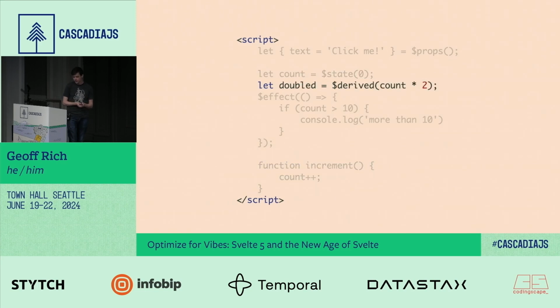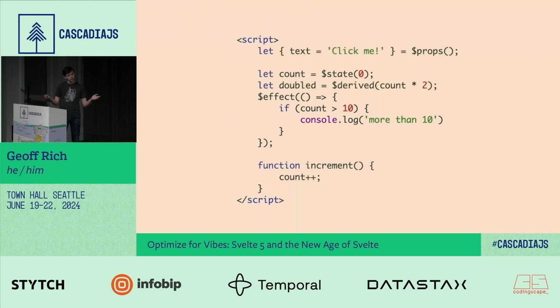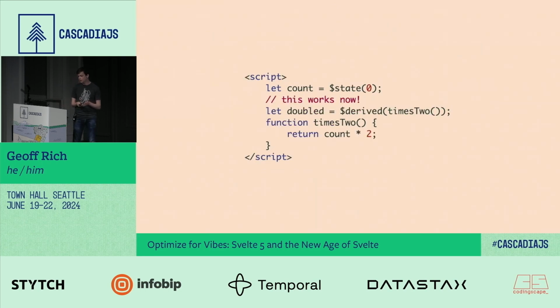Instead of that $ label syntax, derived values now use the derived rune, and our reactive block turns into an effect rune, which will rerun whenever any of the reactive variables inside it change. So on the surface, this may look like mostly a syntactical change, but let's talk a little bit about how it solves some of the issues from earlier. First, unlike the $ label, derived and effect use runtime reactivity. So we can now safely refactor into functions without breaking anything.